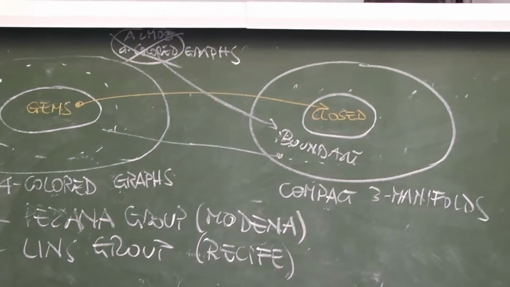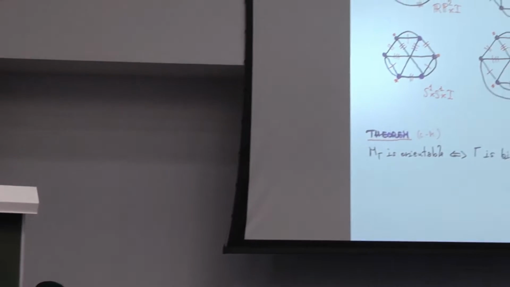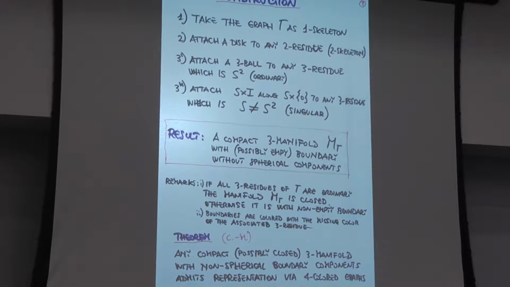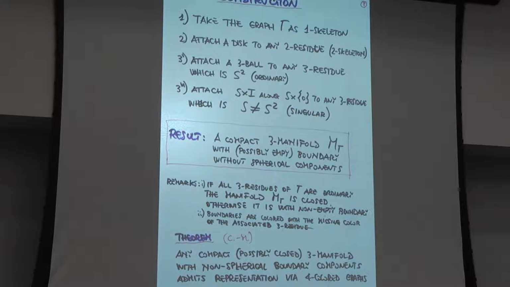So Gamma is the four-colored graph. Sorry? Gamma is the four-colored graph, yeah. Sorry, I didn't say. So you mean any compact three-manifold can be achieved as some Gamma? Yes, yes, yes. Not uniquely, unfortunately. There is no unique representation.